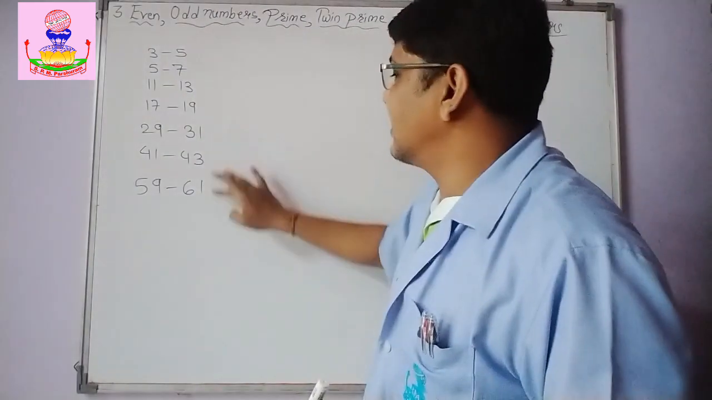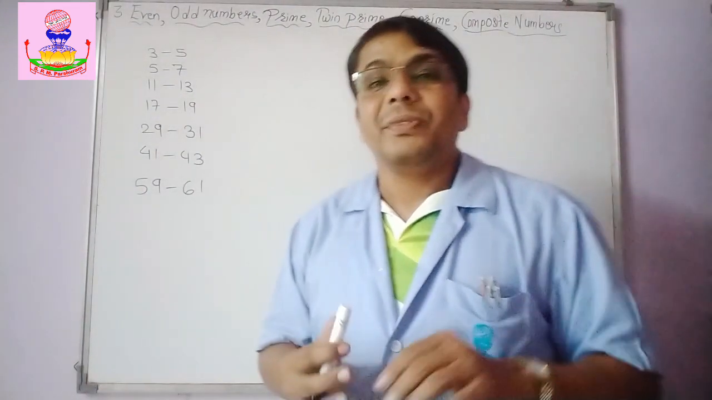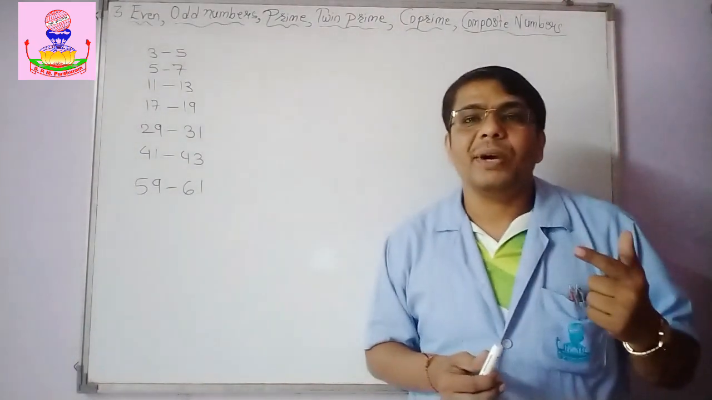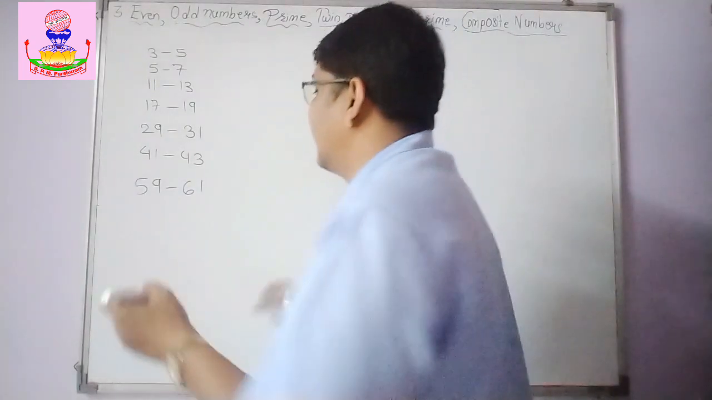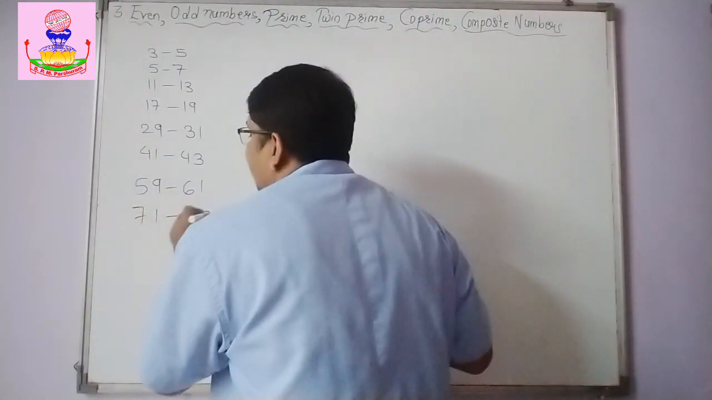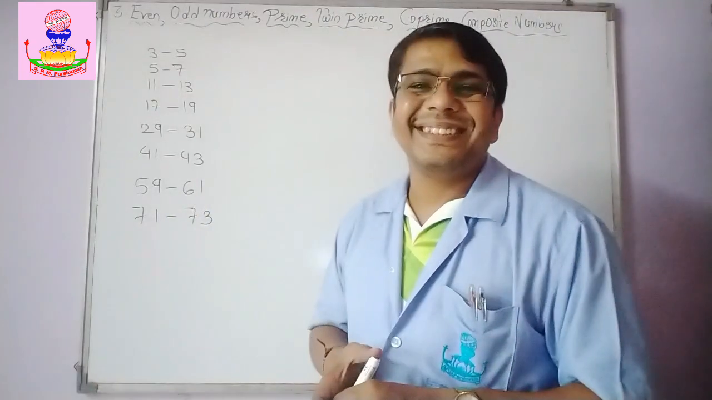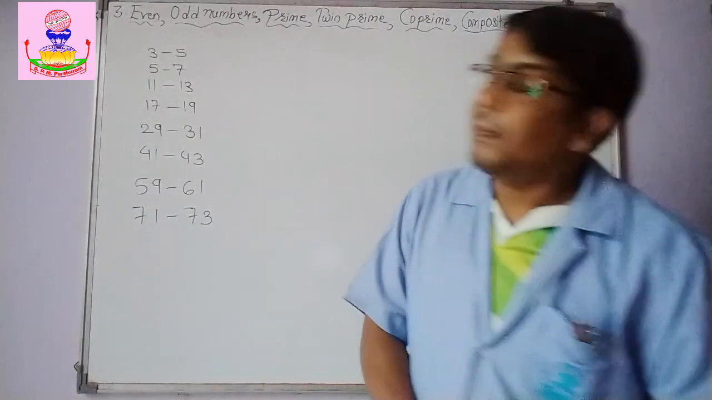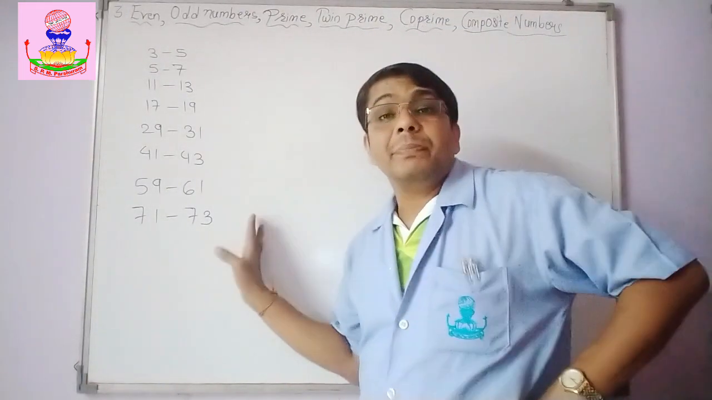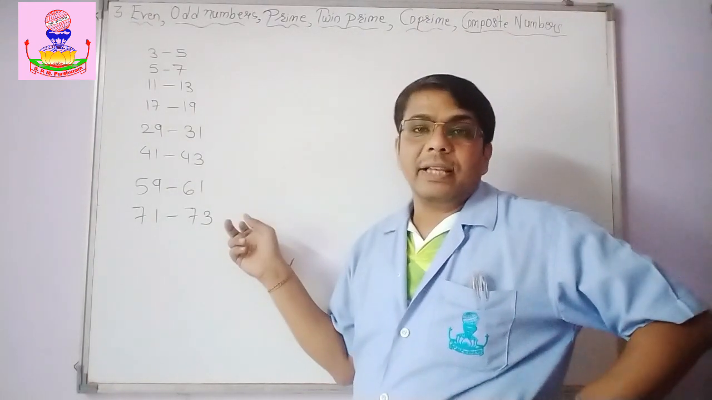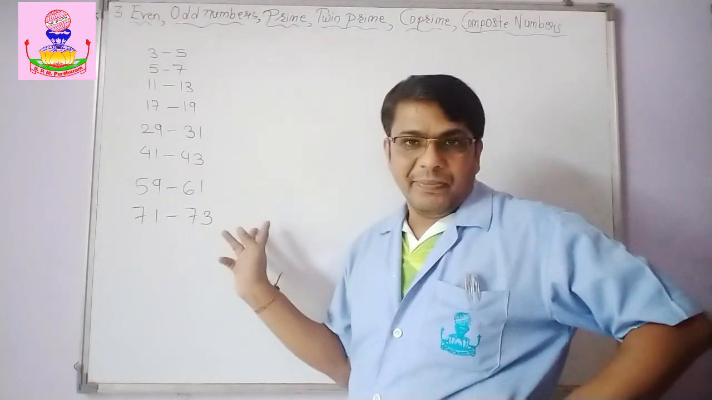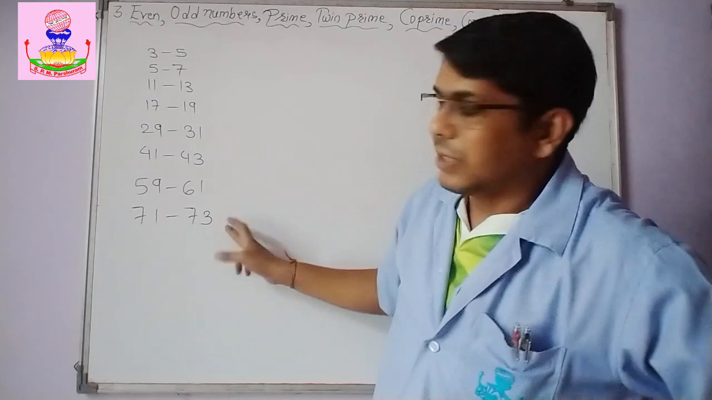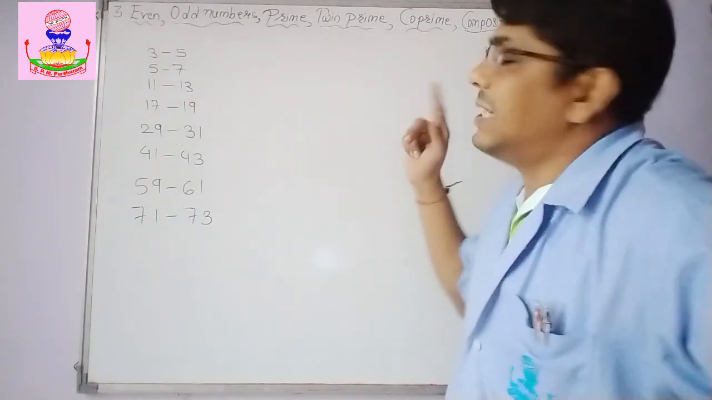So how many pairs? 1, 2, 3, 4, 5, 6, 7. One more is there. Then 67, 71, no. 71, 73. Yes, exactly. 71, 73. So how many pairs? There are 8 pairs of twin prime numbers between 1 and 100. Remember this. You should know that. You should know them by heart. How many are there and which are they? So 1, 2, 3, 4, 5, 6, 7, 8. 8 pairs of twin prime numbers.